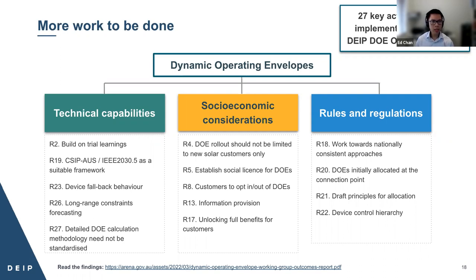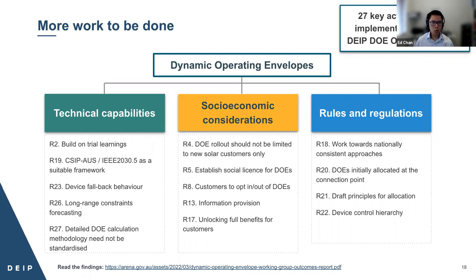I'm going to spend my time talking about the technical capabilities on the left, the green box, and the one on the right, the rules and regulations. Marie has discussed a lot of the social license issues already. So on the left-hand side, technical capabilities, again emphasizing the start of the journey, a lot of what we've recommended here are things that would improve learnings and improve insight. So there are a lot of trials going on by a number of DNSPs looking at different aspects of using dynamic operating envelopes.